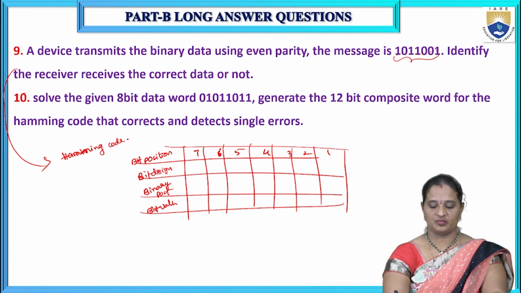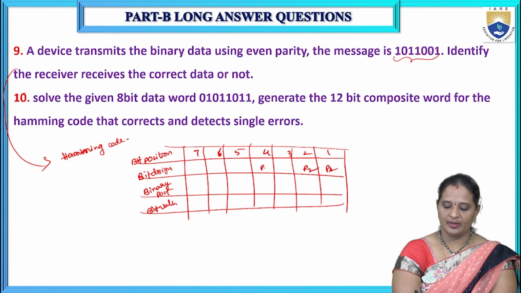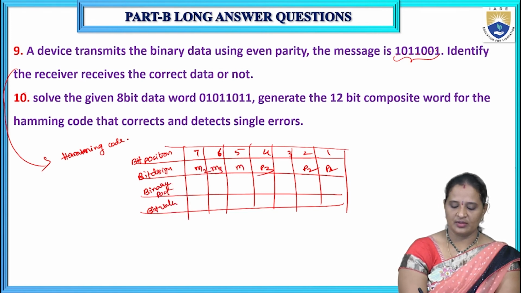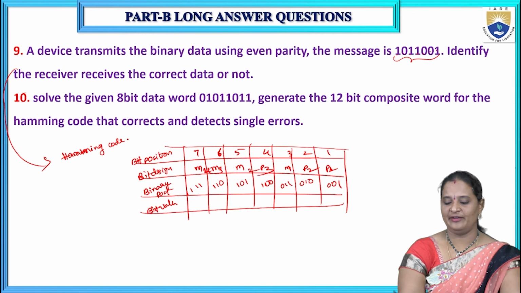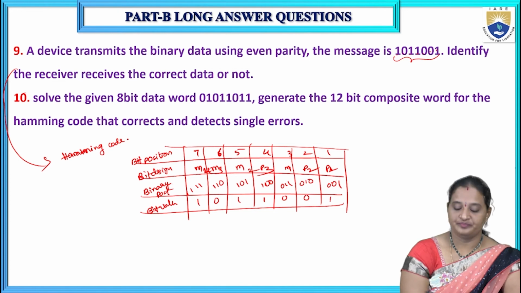in all the powers of 2 positions we have parity bits. So this is P1, P2, P3, and these are all the message bits, M4, M3, M2, M1. I write the binary values 1, 1, 1, 1, 1, 0, 1, 0, 1, 1, 0, 0, 0, 1, 1, 0, 1, 0, and I write down the bit position values here: 1, 0, 1, 1, 0, 0, 1.